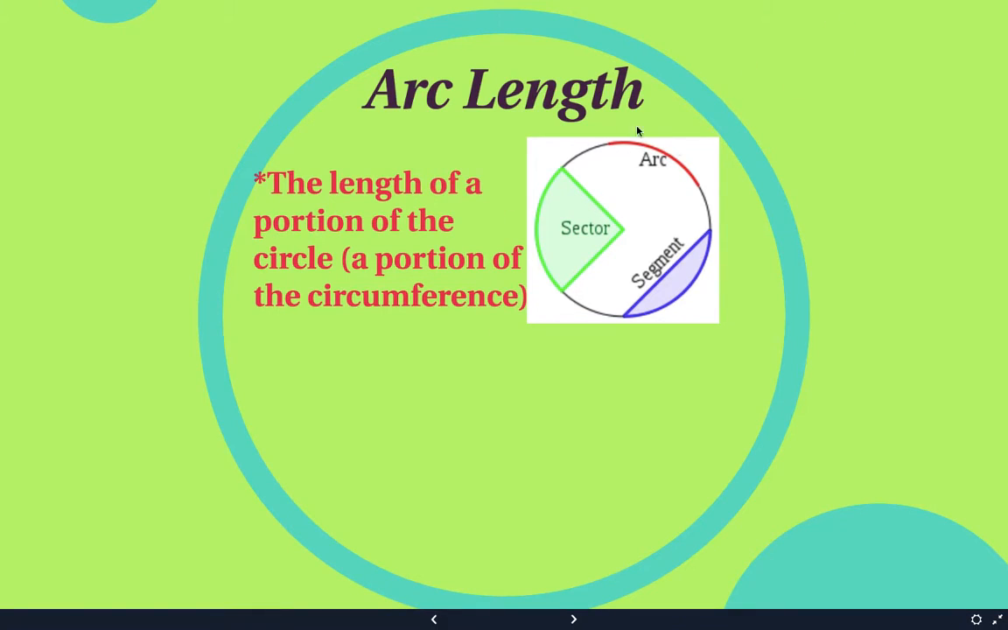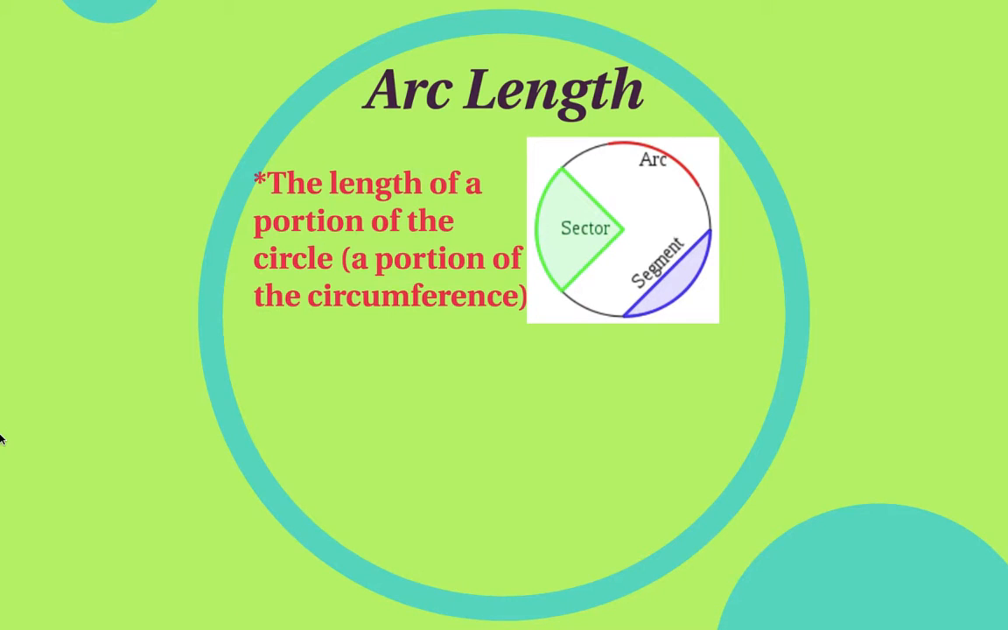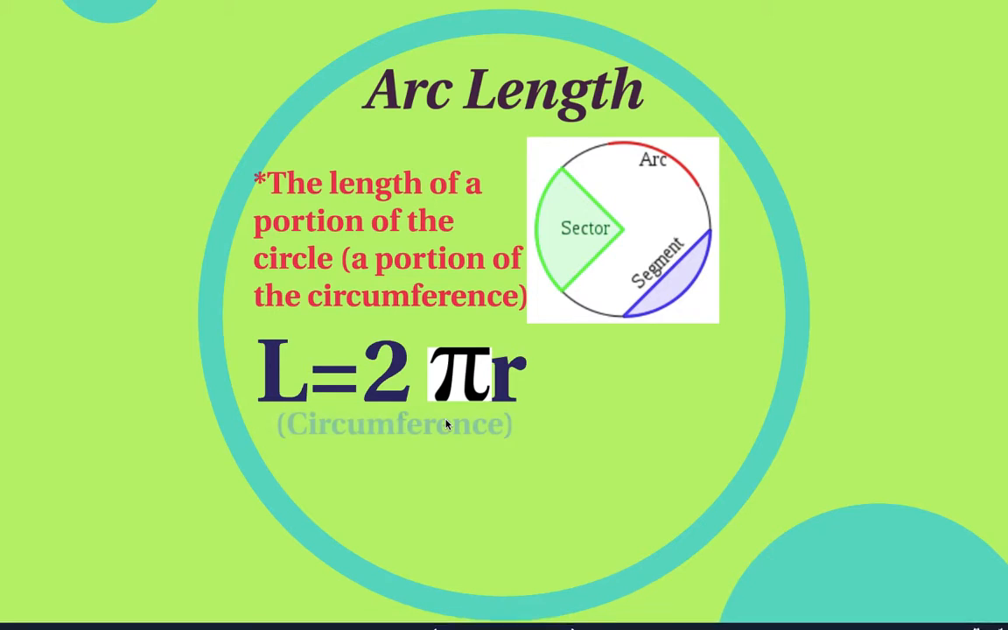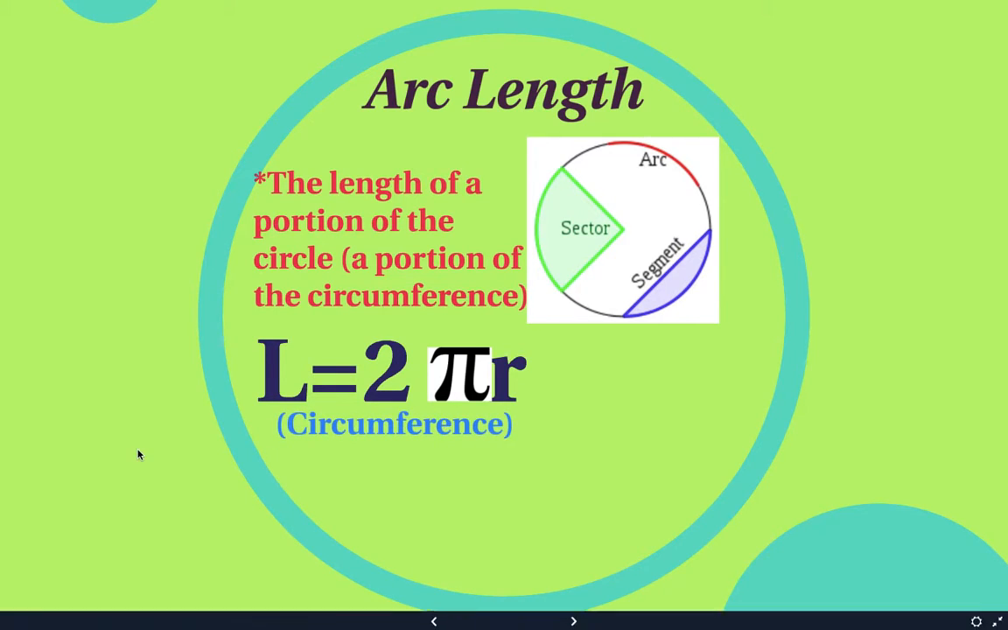So this is kind of a recap of what we've been talking about. So this is like the sector. This is a segment, and arc length is just part of the circumference. So we're not going to get the whole circumference, just a portion of it. So we want to know the length of just a certain part of the circle, just one arc in the circle. Alright, so the arc length, we're going to denote with an L for length. Okay, 2 pi r. What is 2 pi r? That's just the circumference of the circle.